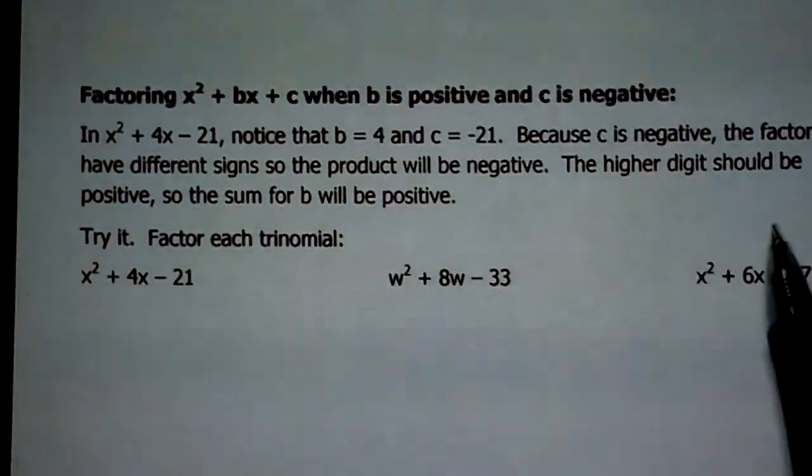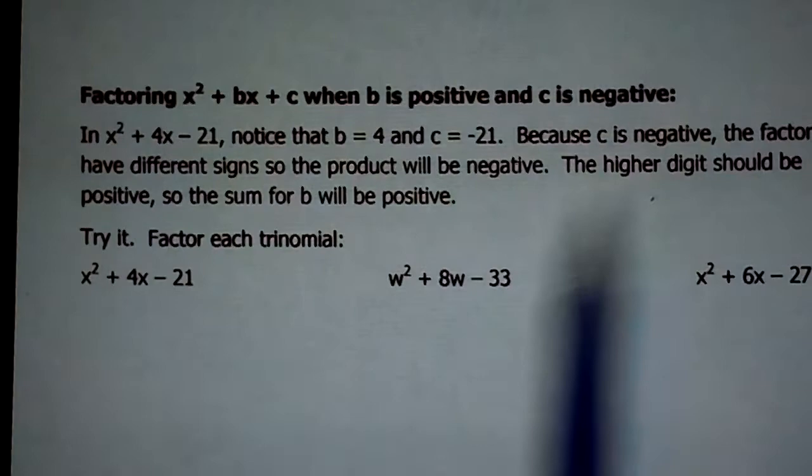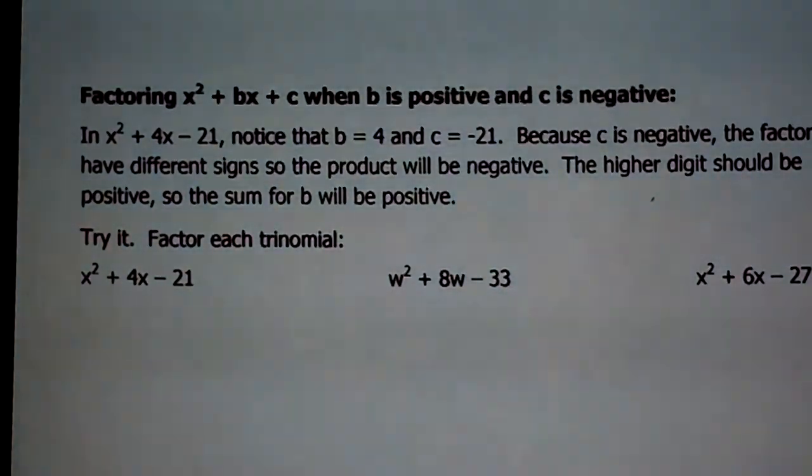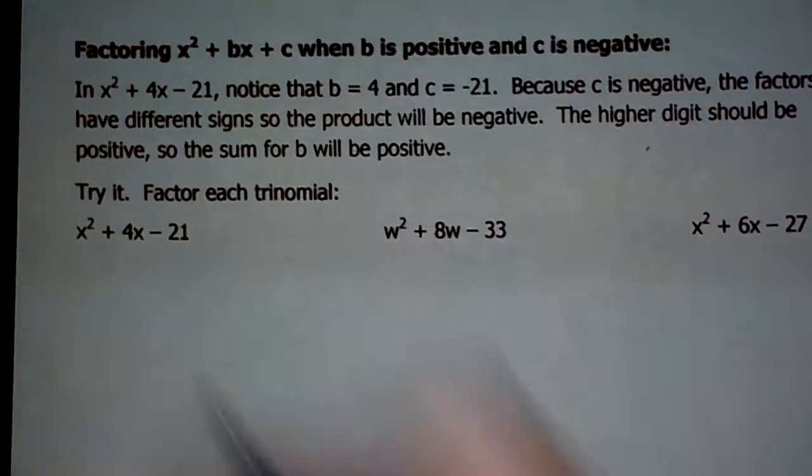Because the c is negative, the factors have to have different signs so that the product will be negative. The only way to get a negative product is to have one of each, right? When you multiply a positive and a negative, or a negative and a positive, that's the only way to get a negative. The higher digit needs to be the positive one so that the b is going to be positive. Because when you add integers with unlike signs, you take the sign of the higher digit, right? I know, all those integer rules that we said, they're super important. We weren't kidding. They're super important. At least we still get to do our factor sum chart.